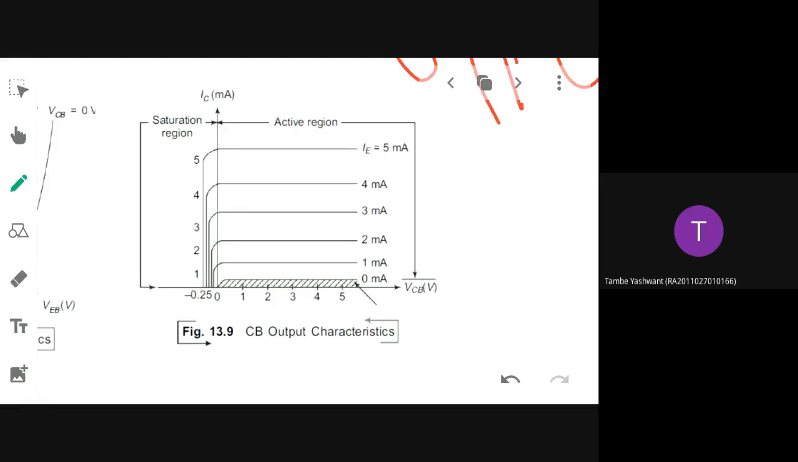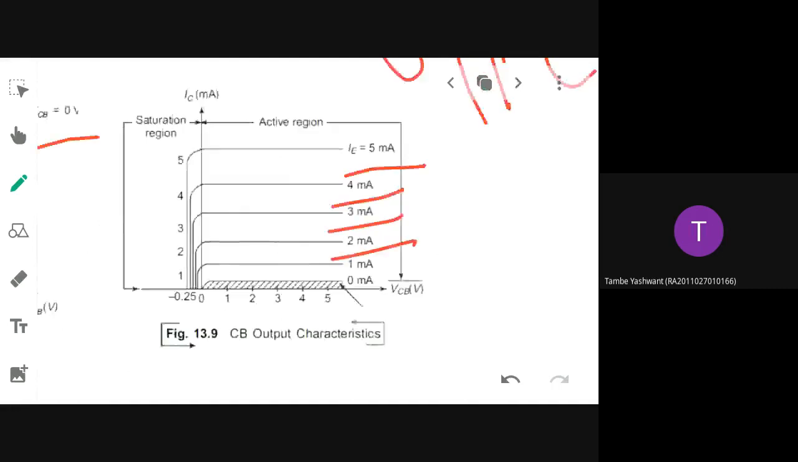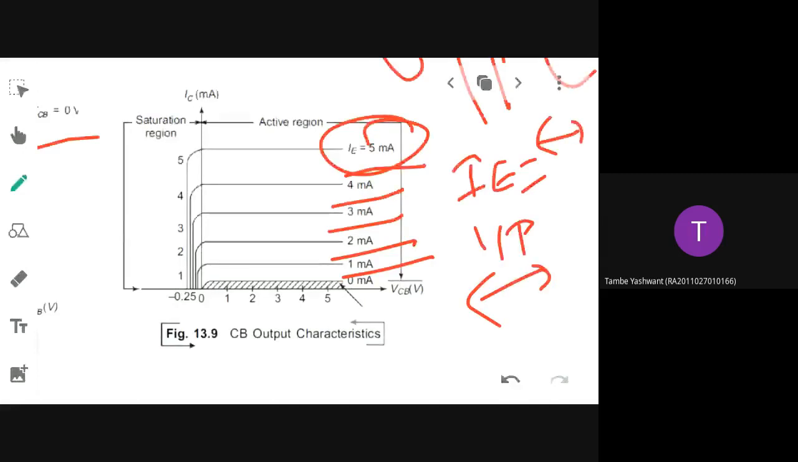Here you are keeping VCB as constant. Here what is kept constant? IE is kept constant. So emitter is your input side parameter, that is the parameter that is kept constant, and you are going to vary the output side parameter.